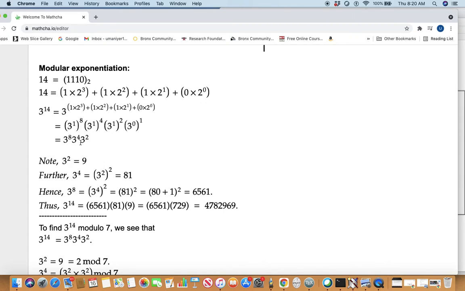You can calculate this easily, right? So 3 to the second power is 9. 3 to the fourth power is the second power squared, so the previous number's square, 81. 3 to the eighth power is the fourth power squared, so the previous number's square, 6561. All right. Next, so what is 3 to the 14? It is 8th power, 4th power, 2nd power, all multiplied. And you get your number.